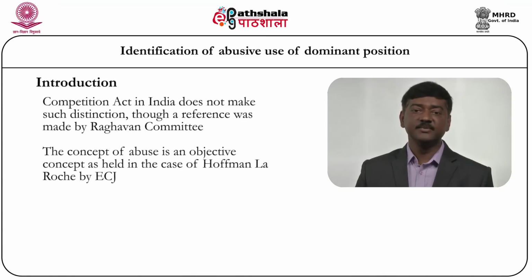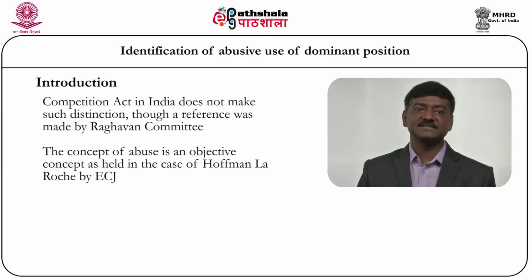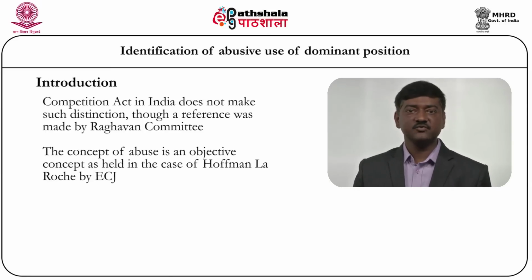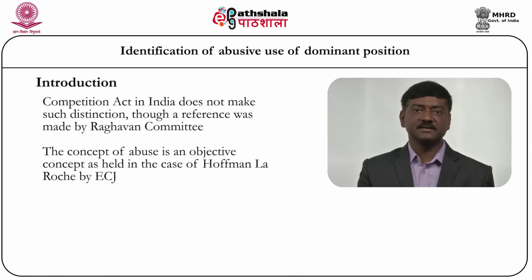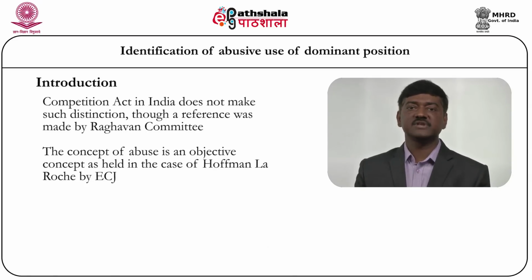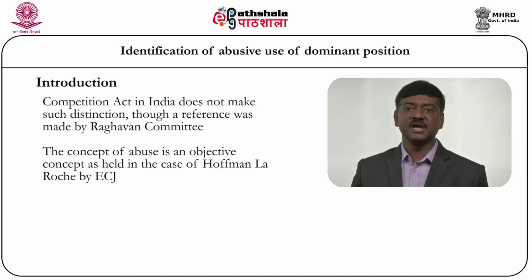Now, the concept of abuse is basically an objective concept. It has to be seen from the facts and circumstances of the case, and one has to find out what has happened, what the factors are, and how it has been abused. All these factors need to be considered, which was laid down in the famous ECJ case of Hoffman-La Roche, and the Commission examined that it is an objective concept.